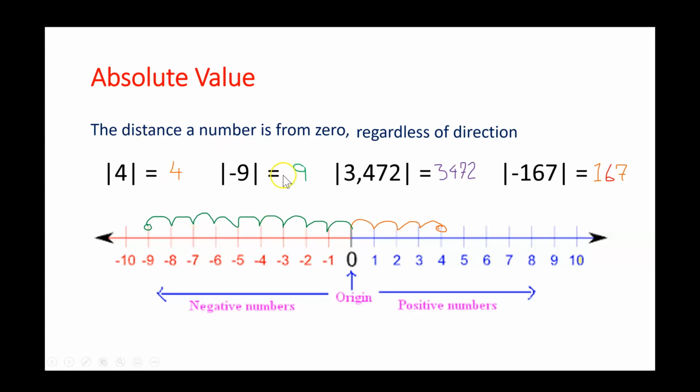Final thing that you should notice. Every single answer that we have had has been a positive number. There is no such thing as negative absolute value. Negative numbers can have an absolute value, but the answer is always positive.